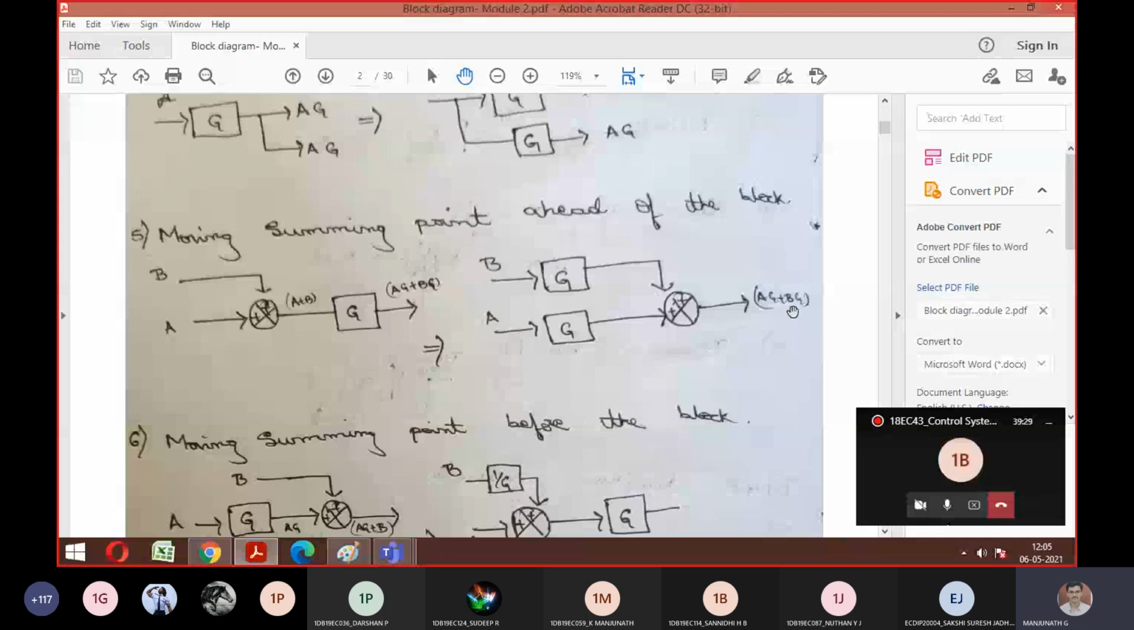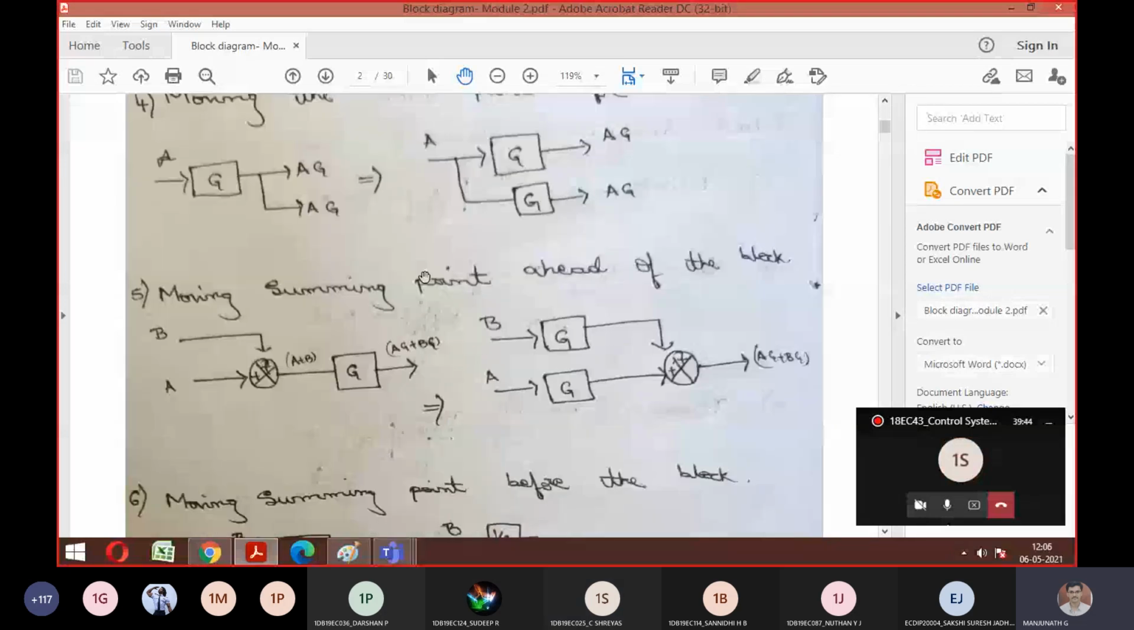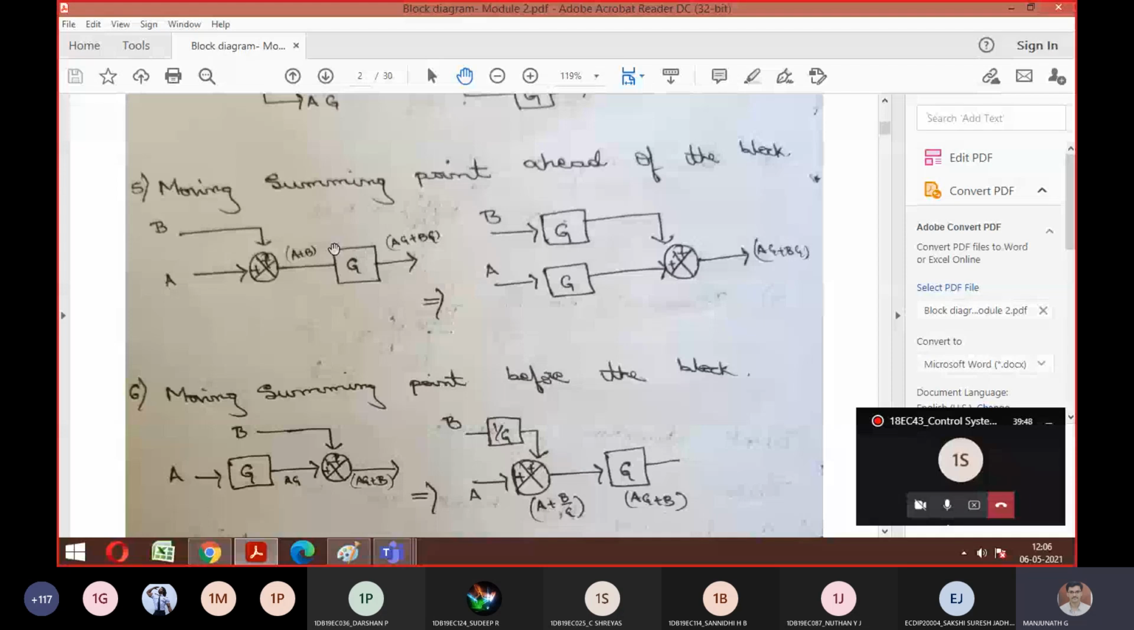Is it fine to everyone? So can you repeat once again, sir? Yeah, I will repeat. So I hope I made the first four rules okay with everyone. Shall I proceed to fifth one? Yeah. So now fifth one, what I'm discussing is with respect to summing point. So how we went through with respect to your breakaway point, same way we have to deal with summing point.